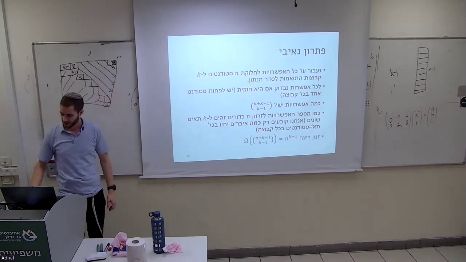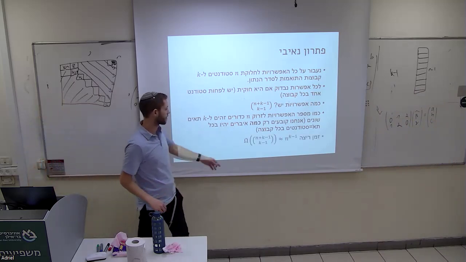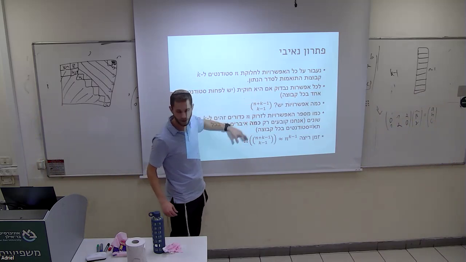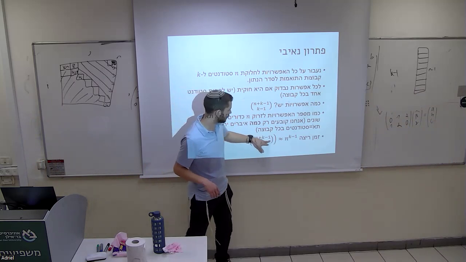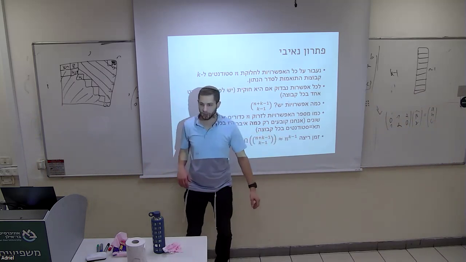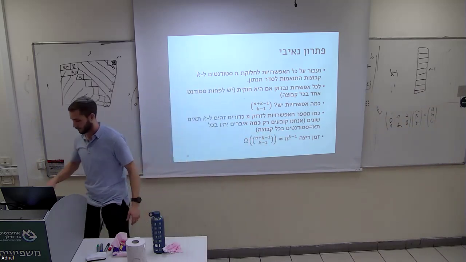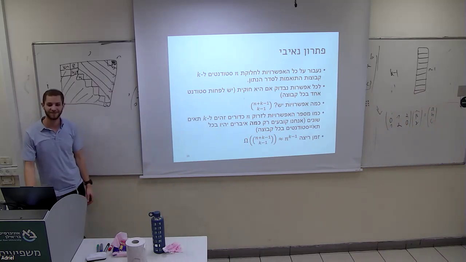Okay, so the runtime would be at least this amount of options, right? Because for each option you have to check if it's valid, and so on and so forth, which equals n to the power of k minus 1, which is not good.